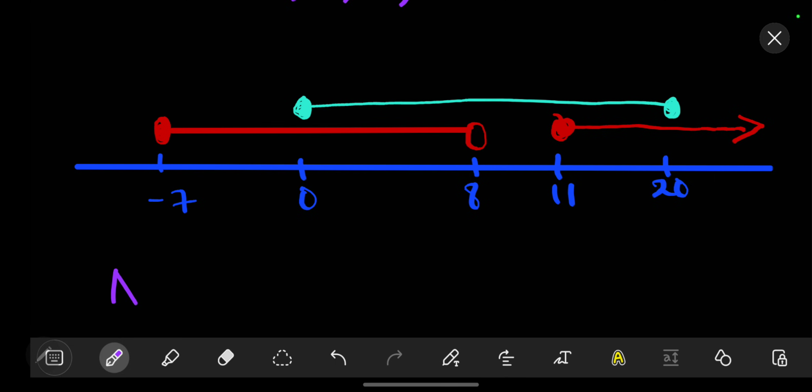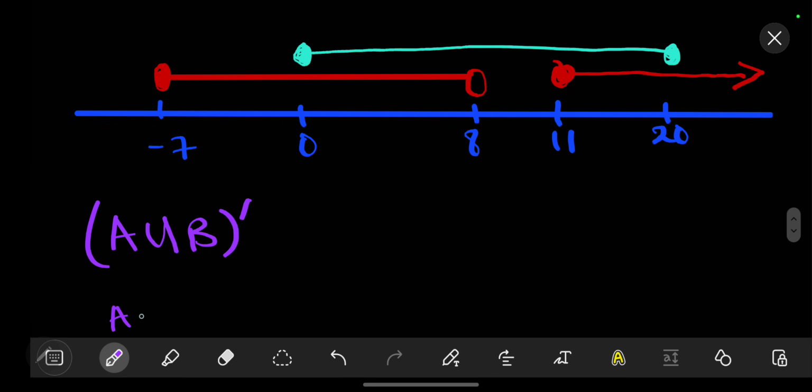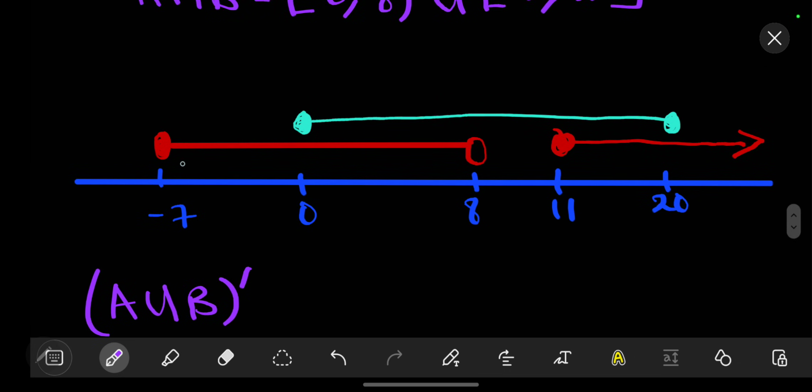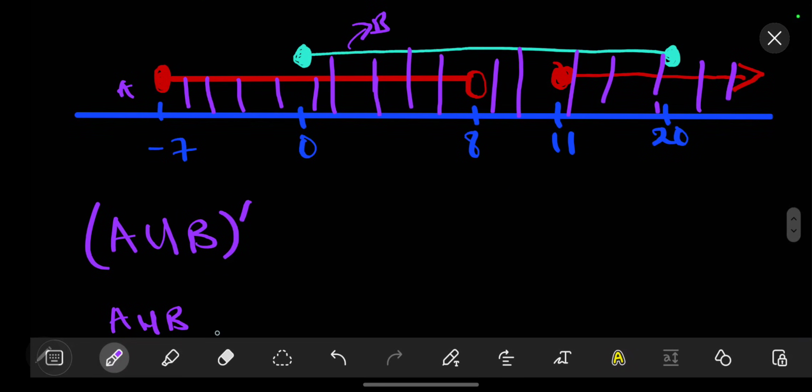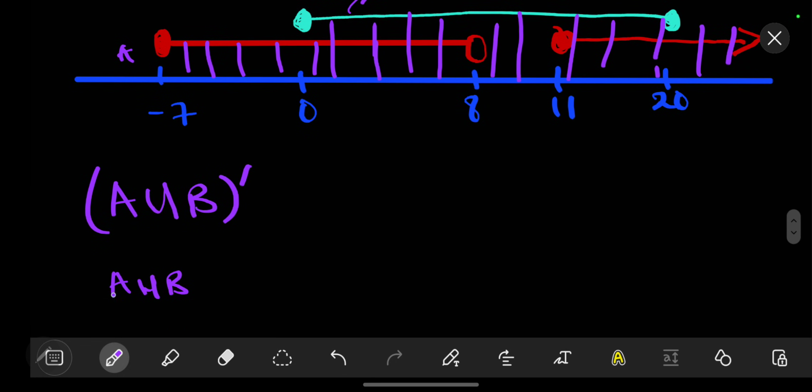The other question we are told is to find A union of B complement. How do we find this? We must first identify what A union B is, for us to find the complement. A union B means combine the sets of A and B. Union means combine. As long as it is shaded in A or B, you include it.